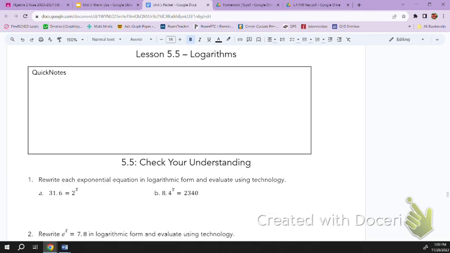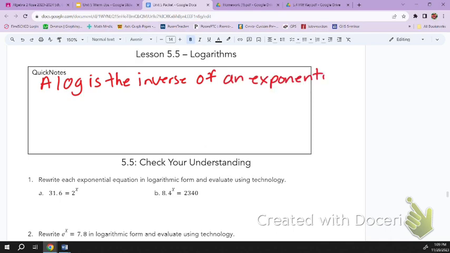What is a log? A log is the inverse of an exponential. We're writing this down. That's what a log is. So a log function, and you can say log or logarithm. A lot of students just say log for short because it's easier.